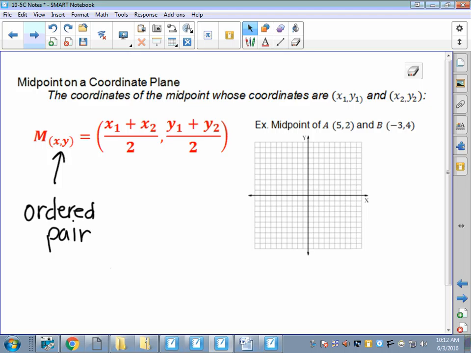So you're going to take your x1 plus x2 and divide it by 2. In other words, you add your x's and divide by 2. You're going to take your y1 plus y2 and divide that by 2. So in other words, you take the sum of your y's divided by 2.